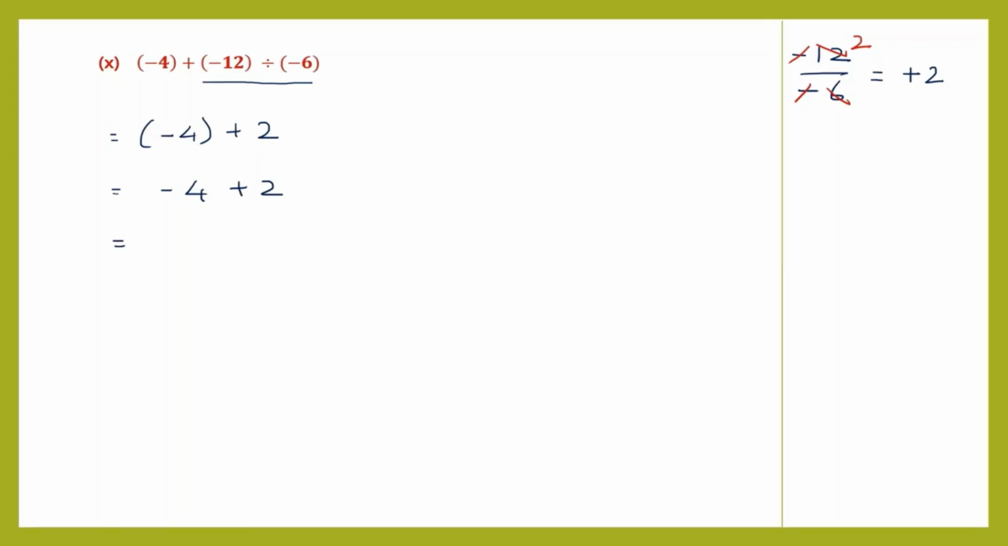And here, as you can see, signs are different. Minus 4 plus 2, isn't it? Now this is not division, this is addition. So when signs are different, follow the rule which says put the sign of the bigger number and subtract. 4 minus 2 is 2. So the answer here is minus 2.